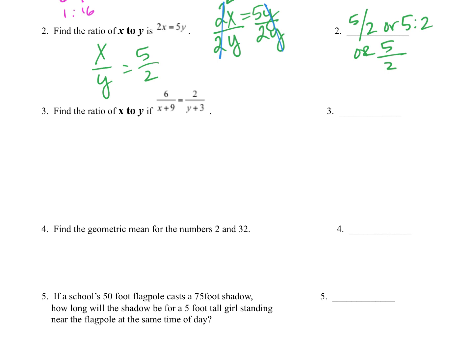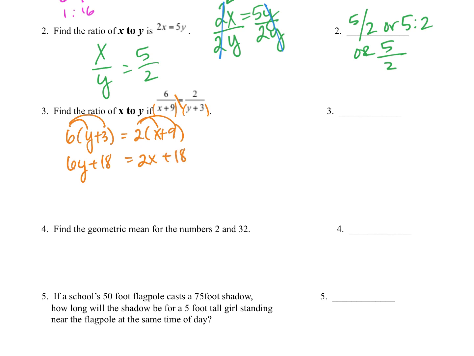All right, number 3, we're going to cross multiply to start this problem out. So let's go orange. I'm going to make sure these guys are in parentheses, so I'm distributing. So this is 6 times y plus 3 is equal to 2 times x plus 9. Well, 6 times y is 6y. 6 times 3 is 18. 2 times x is 2x. 2 times 9 is 18.